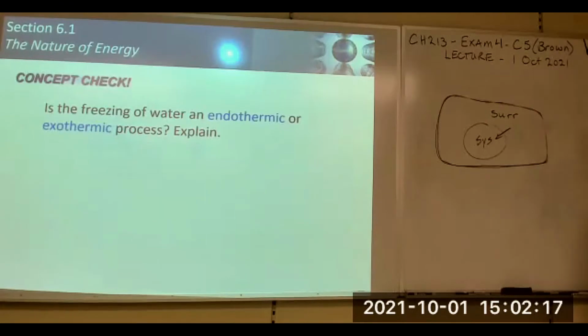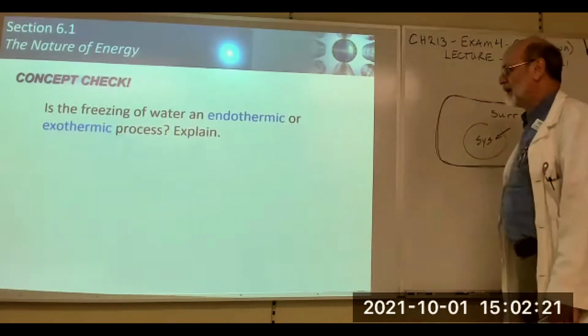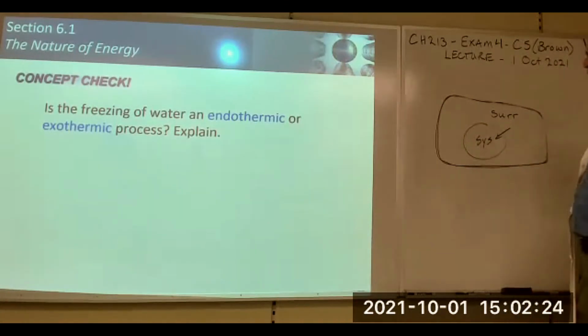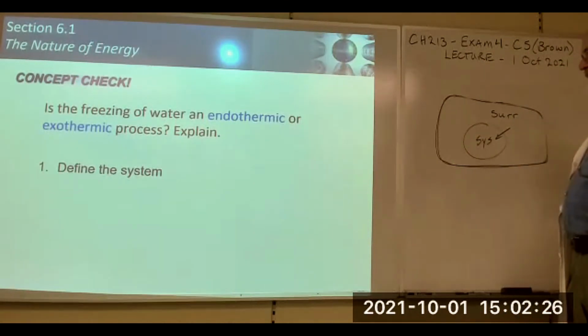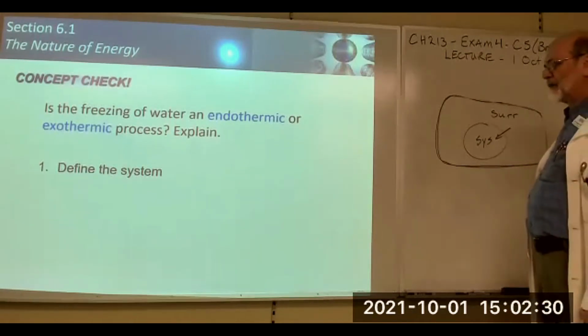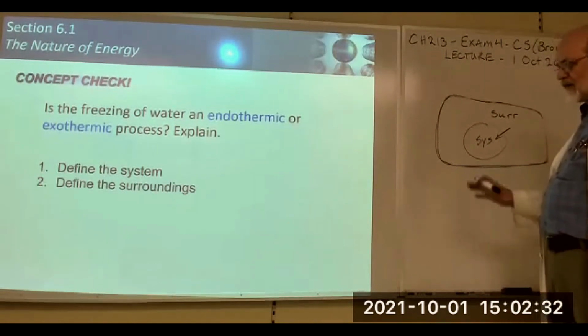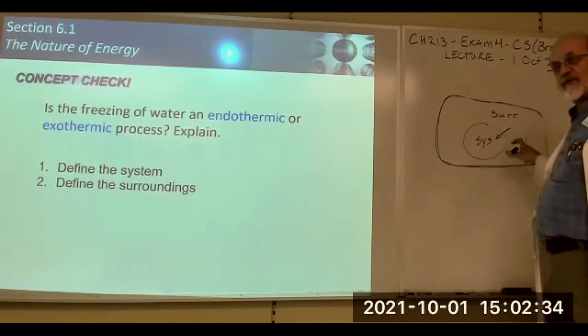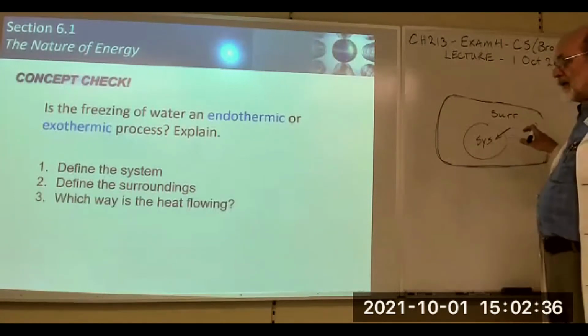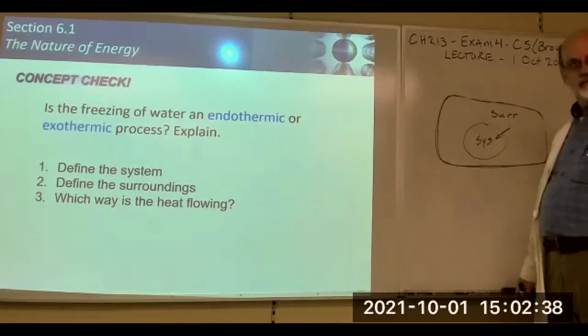Okay. Let's see if we can identify endothermic versus exothermic for these processes. Oh, we've got to define the system first. All right, so this is what you do. You define the system, define what the surroundings are, and then you say which way the heat is flowing.